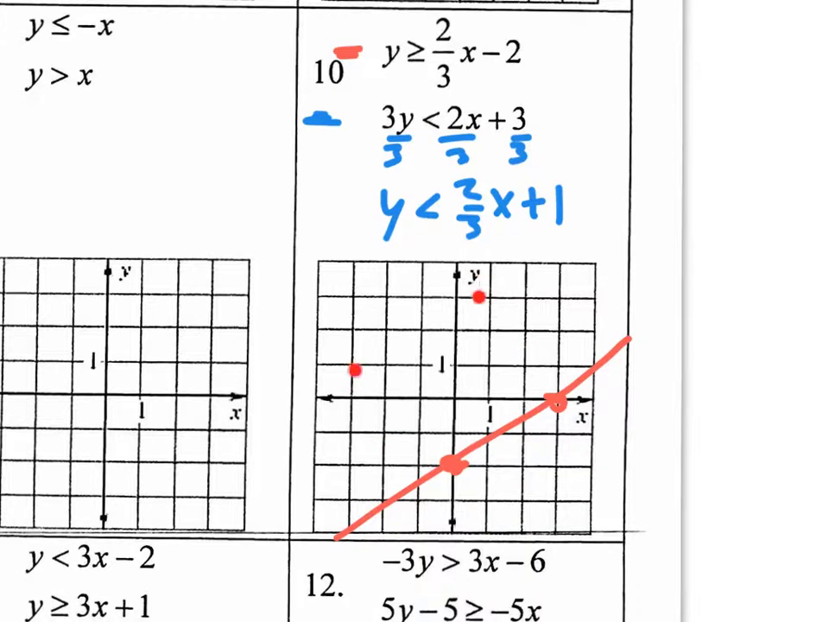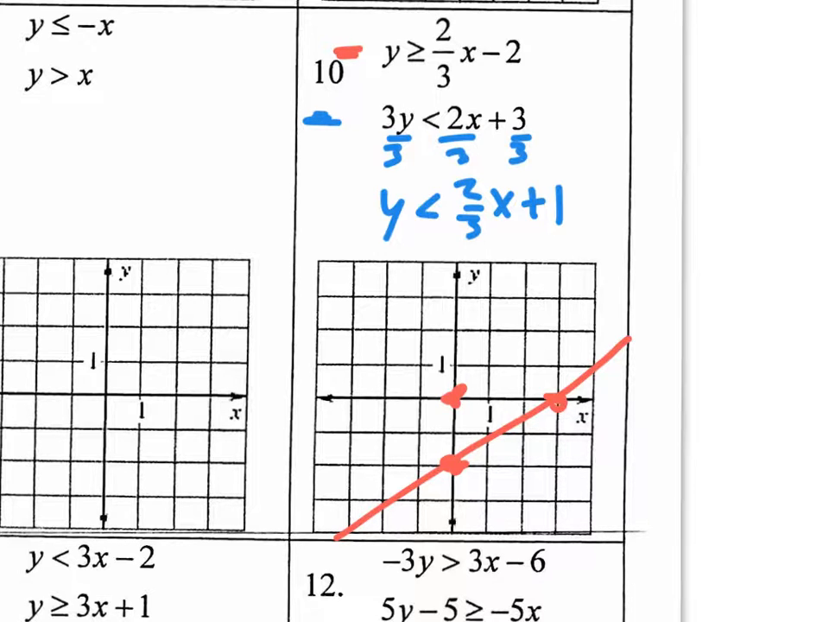So are my answers on this side of the red line or the other side? All the answers are going to be together, right? They're either going to be on one side or the other side of the line. So you need to test a value. Now the easiest value to test is the point 0, 0. Because if you plug in 0, you can do it in your head, right?